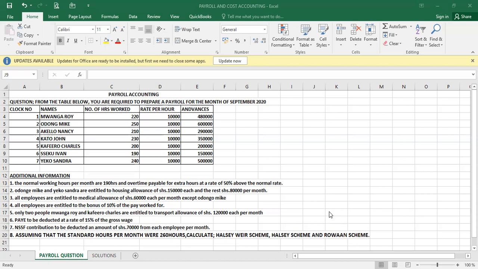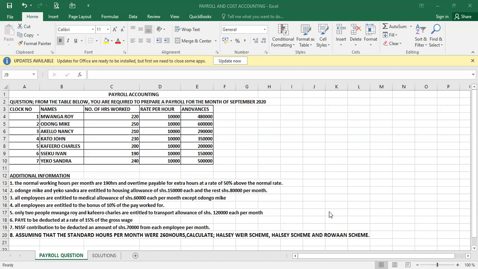And those are the things we are going to be talking about as we solve this number. Then we go to the additional information. The additional information part 1 says the normal hours per month are 190 hours, and the overtime is paid for extra hours at a rate of 50% above the normal rate. And we know the normal rate was 10,000.